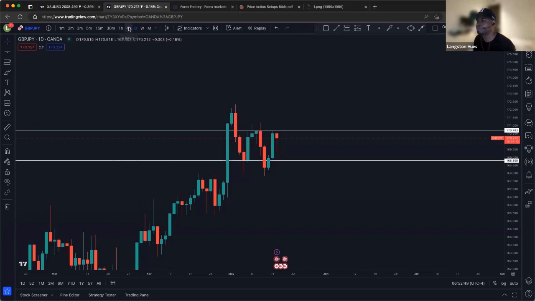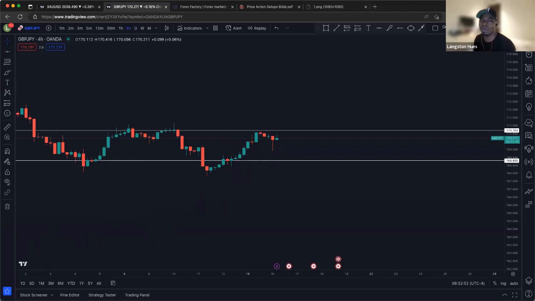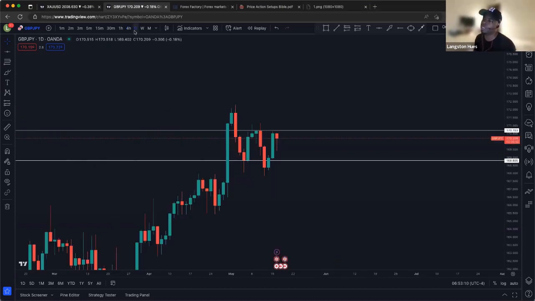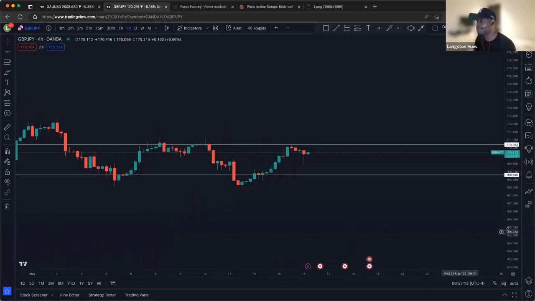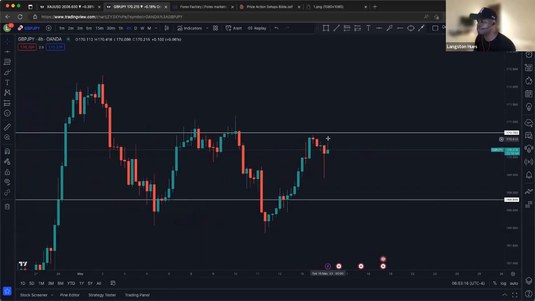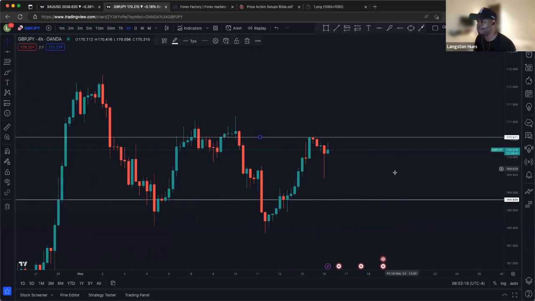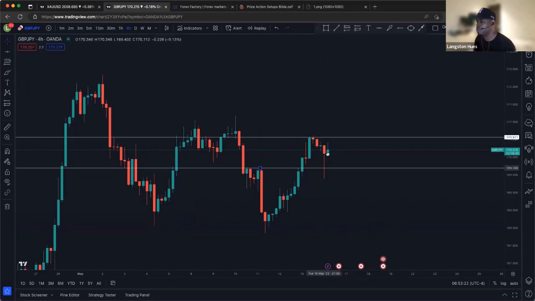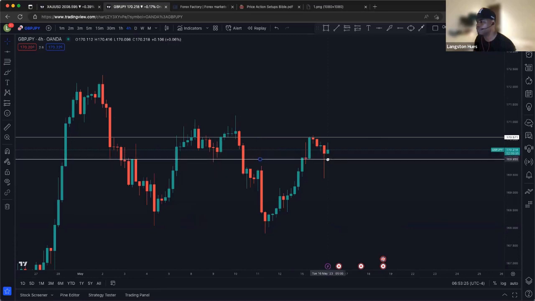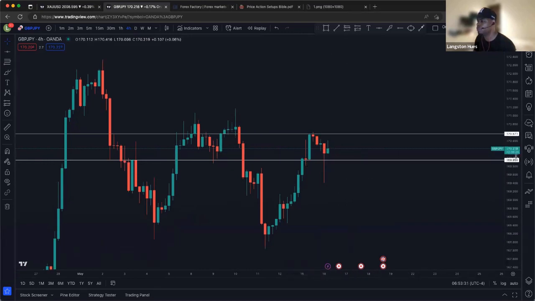Let's look at the 4-hour here. So the daily for British pound is currently bearish. The 4-hour is currently bullish. And if we adjust, we got a 4-hour resistance right here. And then we also have this 4-hour level right here. And price is just in between this range at the moment on the 4-hour.